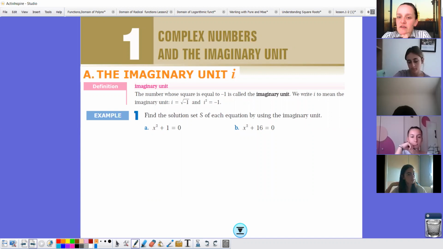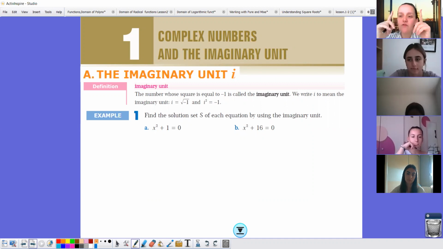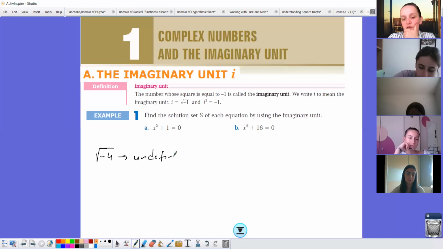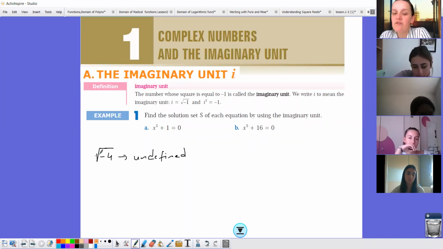Complex numbers and the imaginary unit. Remember in square roots, when we had a negative number inside of the square root, we said that it is undefined, if you remember from last year. For example, when we had square root of -4, we said that it is undefined. But now, in complex numbers, we'll make it defined. How? With the help of the imaginary unit.